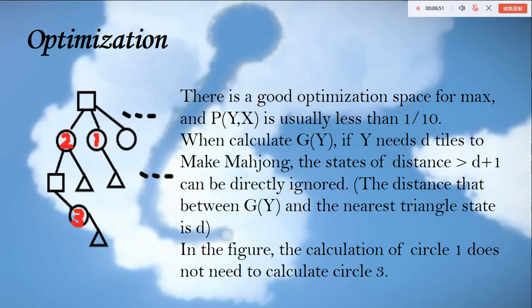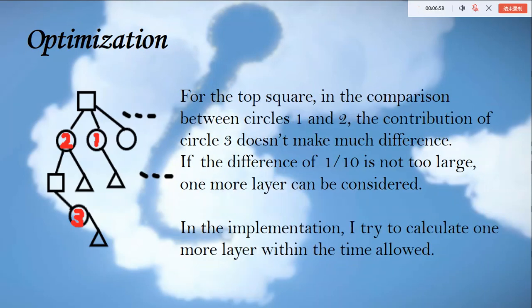As shown in the figure, the calculation of circle 1 does not need to calculate circle 3 if the level of the triangle state is recorded as 1. When circle 3 contributes to circle 2, the contribution level at this time is already 0. It decreases by one level.